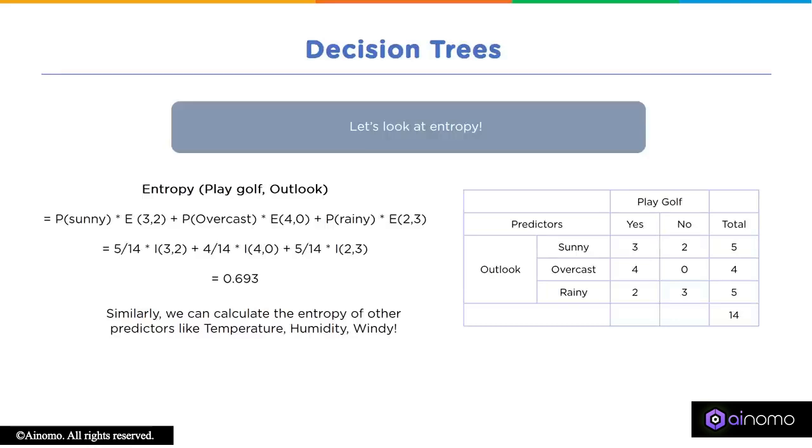And then when you do the whole setup, we have 5 over 14. Remember I said there was a total of 5? 5 over 14 times the I of 3 of 2 plus 4 over 14 times the I of 4, 0 and 5 over 14 times the I of 2, 3. And so we can now compute the entropy of just the part that has to do with the forecast. And we get 0.693. Similarly, we can calculate the entropy of other predictors like temperature, humidity, and wind.